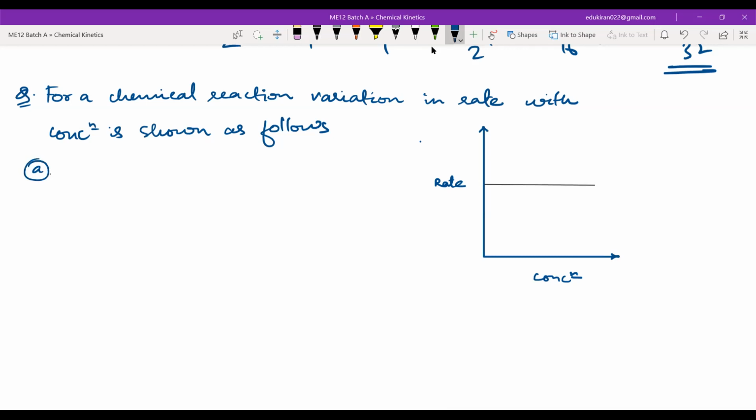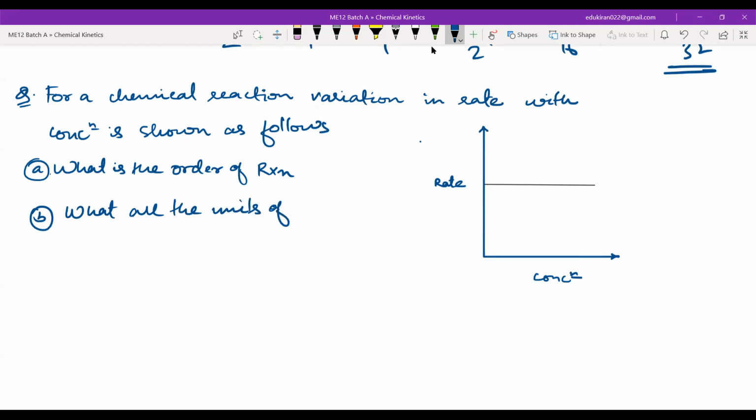What is the... B? What are the units of rate constant? Okay. Any idea how to do this question?